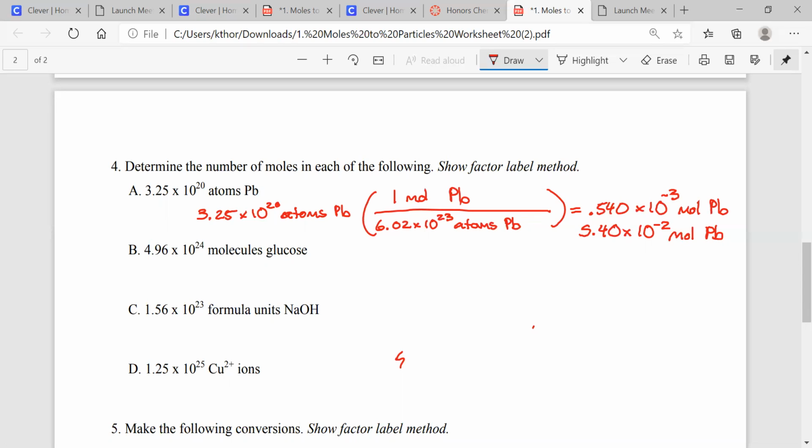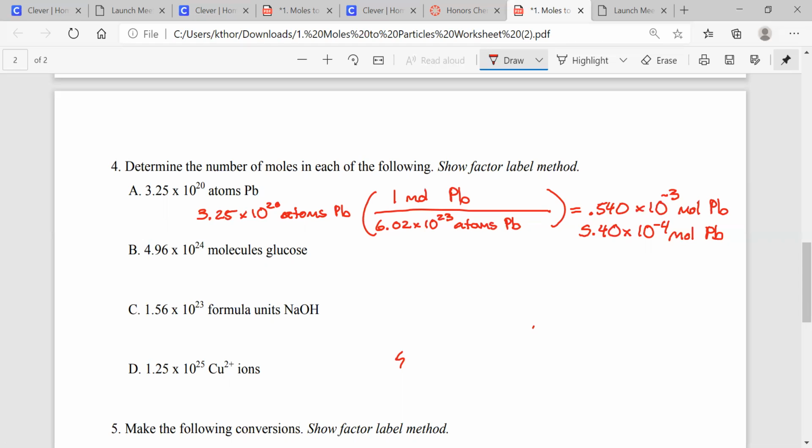Is it negative second or negative fourth, actually? So if I shift it to the left, it increases. To the right, it decreases. So it should actually be negative 4. So your answer should be 5.40 times 10 to the negative 4th moles.